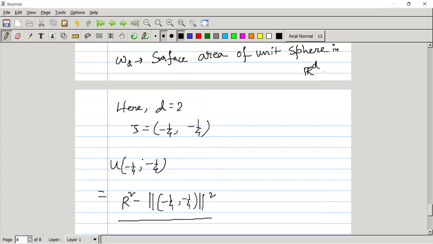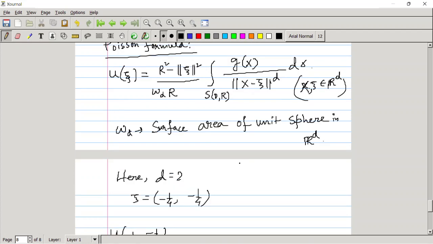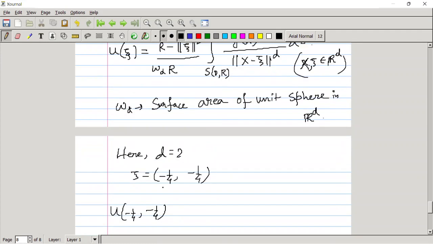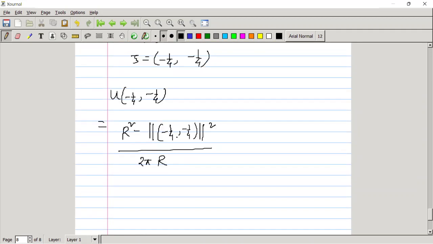Can you say what is the surface area of a unit sphere in two dimensions? 2 pi r, right? Now unit sphere means small r is 1. So that should be 2 pi. Understand? Into capital R. WD is 2 pi. Okay, surface area of unit sphere. Unit sphere means radius is 1. So WD in small d equal to 2 is 2 pi. So 2 pi R, integral over the boundary.